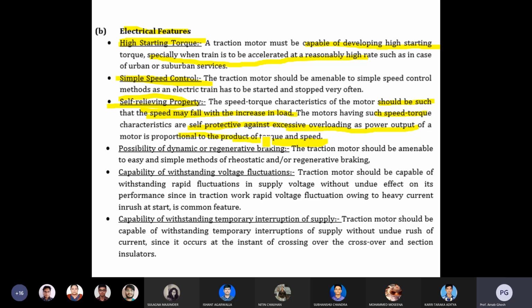as the power output of the motor is proportional to the product of the torque and speed. These are all very common things, so you directly know the formulas and you can get it.